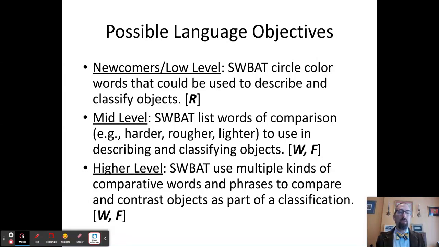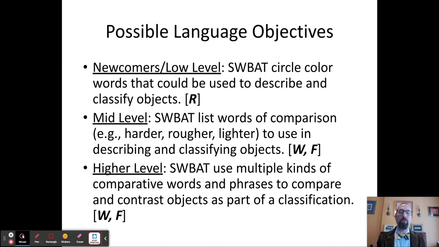Notice how this language objective is annotated with R for reading. Then for mid-level students, students will be able to list words of comparison, for example, harder, rougher, lighter, to use in describing and classifying objects. This language objective is annotated for writing and focus on form, because a focus on comparatives, so using the ER ending or using more plus an adjective, is a focus on form topic.